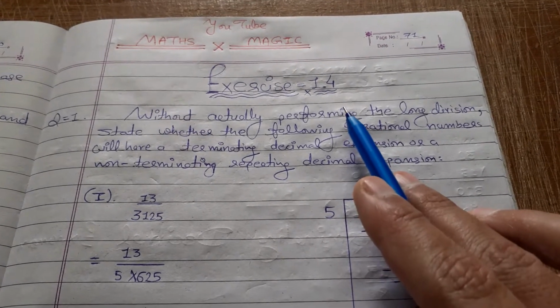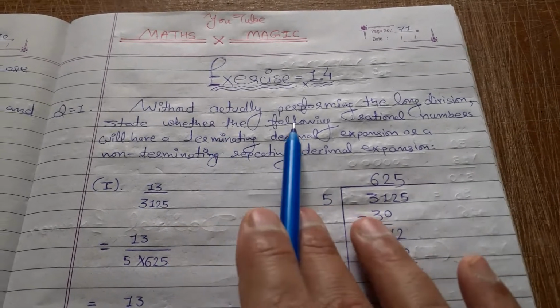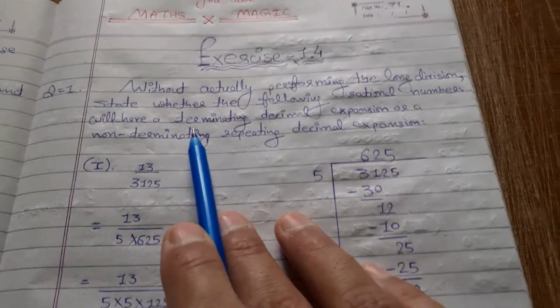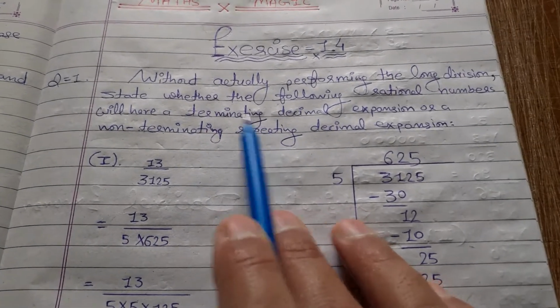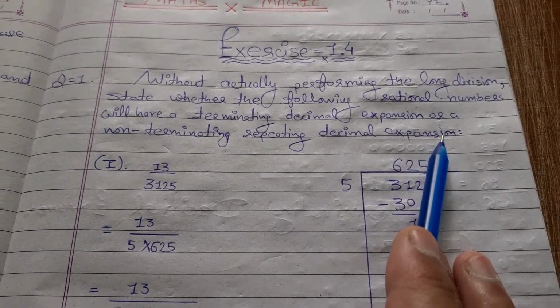Today we are going to solve exercise number 1.4. Question 1. Without actually performing the long division, state whether the following rational numbers will have a terminating decimal expansion or a non-terminating repeating decimal expansion.